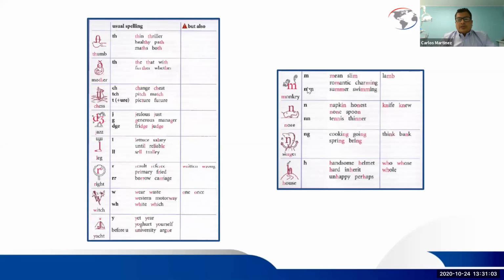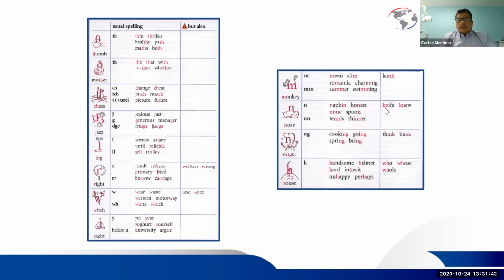And then finally we have the last ones, which are the nasal phonemes. This can be represented by one M or two M's, like in mean or slim, romantic or charming, or two M's, summer or swimming. The sound is the same: mean, summer, charming, swimming. There's no difference. The same happens with the letter N. We have one N and two N's: napkin, honest, none. Like I said before, the letter E sometimes at the end is not pronounced: none, spoon, and tennis, and thinner.